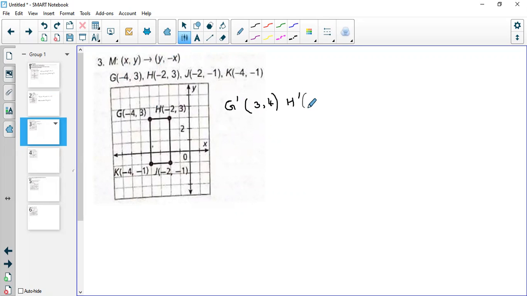And then for H, it's -2 and 3. So what takes the place of, first you have to write the value of y, so that stays 3. And what happens to the x? It becomes a +2, because the rule says negative x, and x is already negative, so it's negative multiplied by negative, same as how we did the previous one. J is going to be -1, because y stays first, and -2 is x. So negative into negative, that will give us a +2. Then the next one is -4 and -1. That's K.